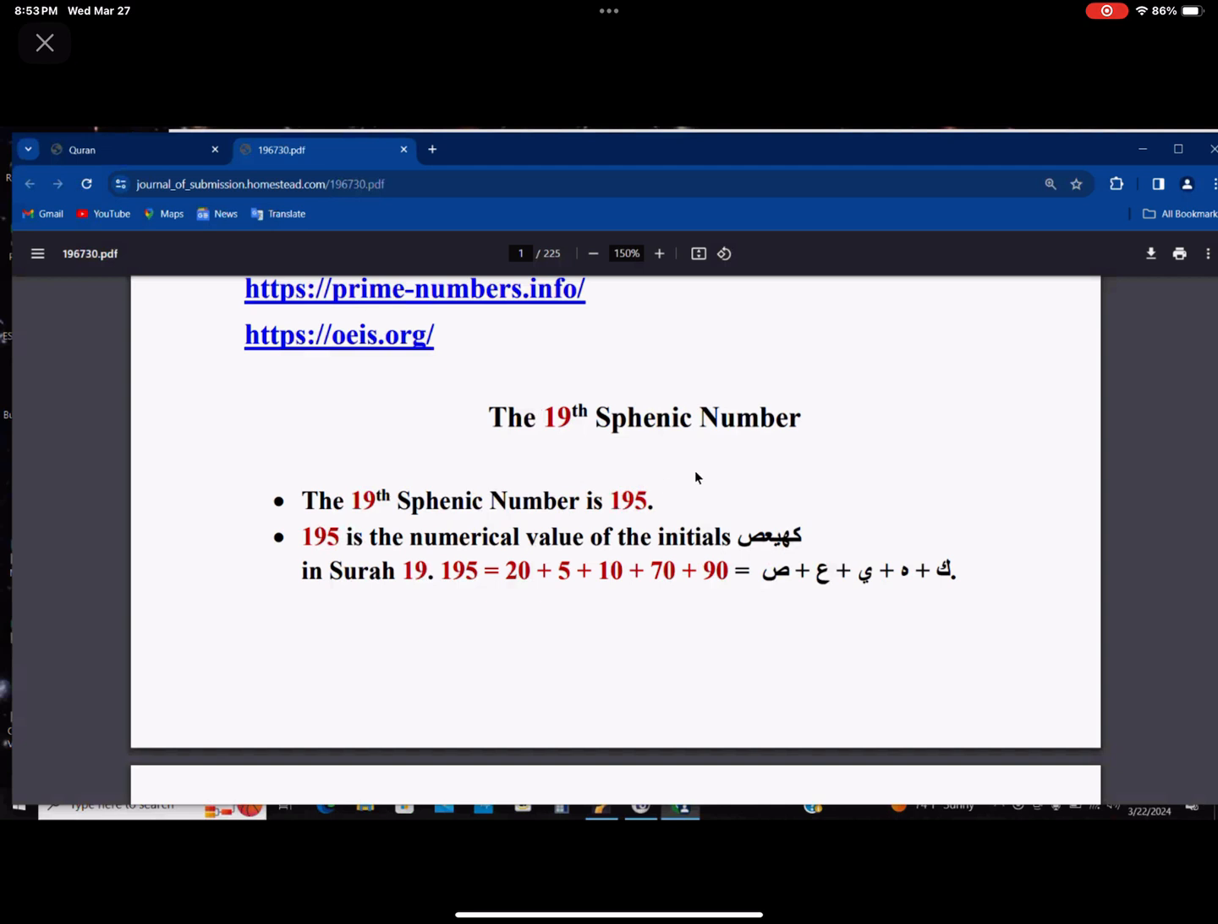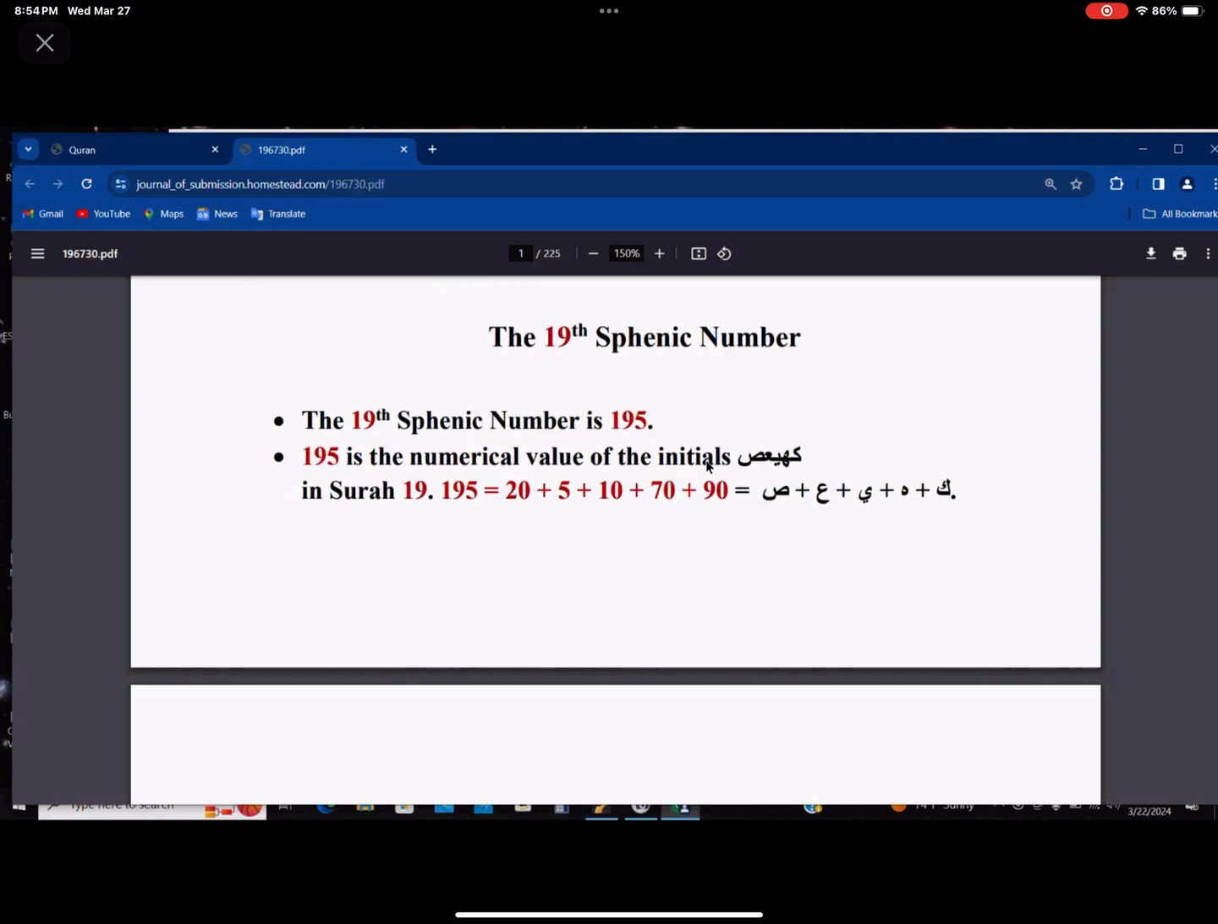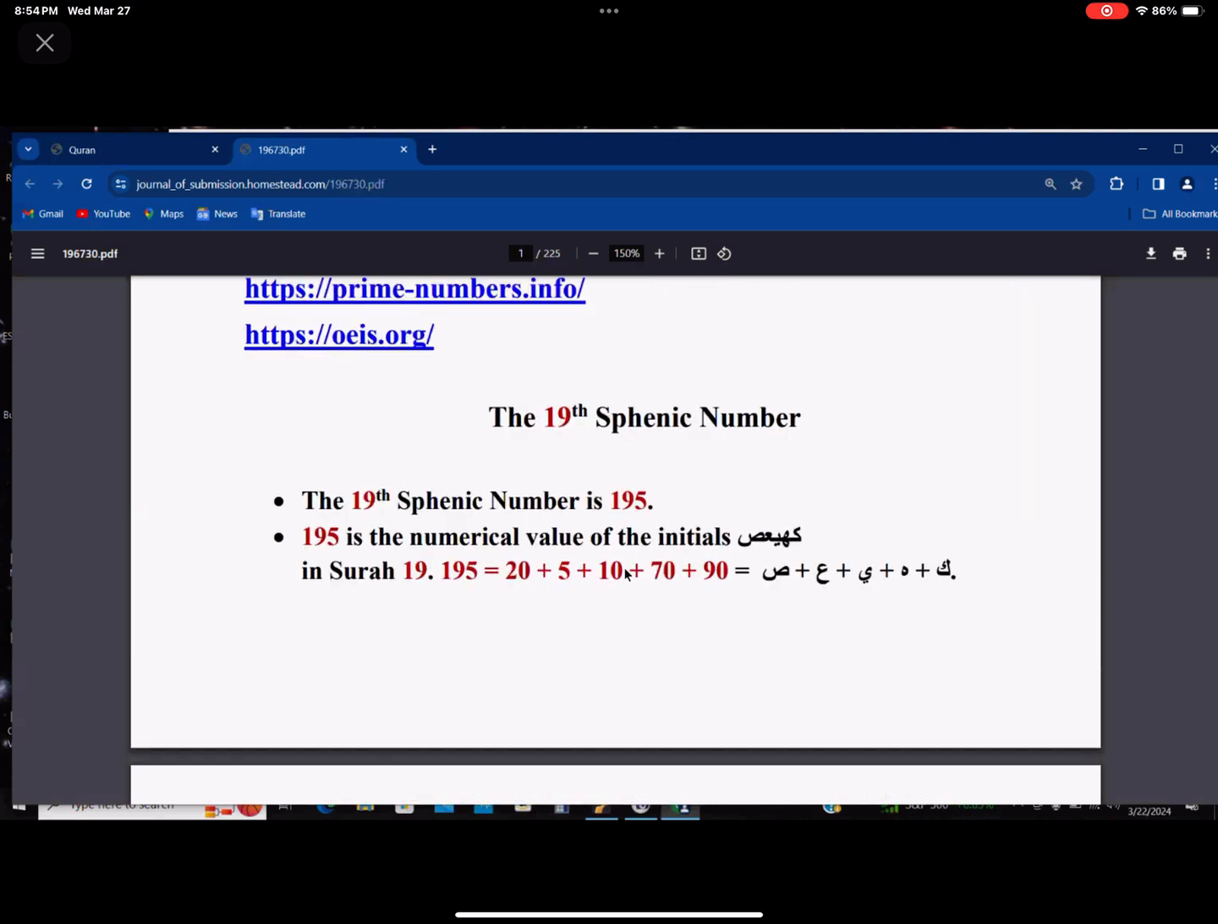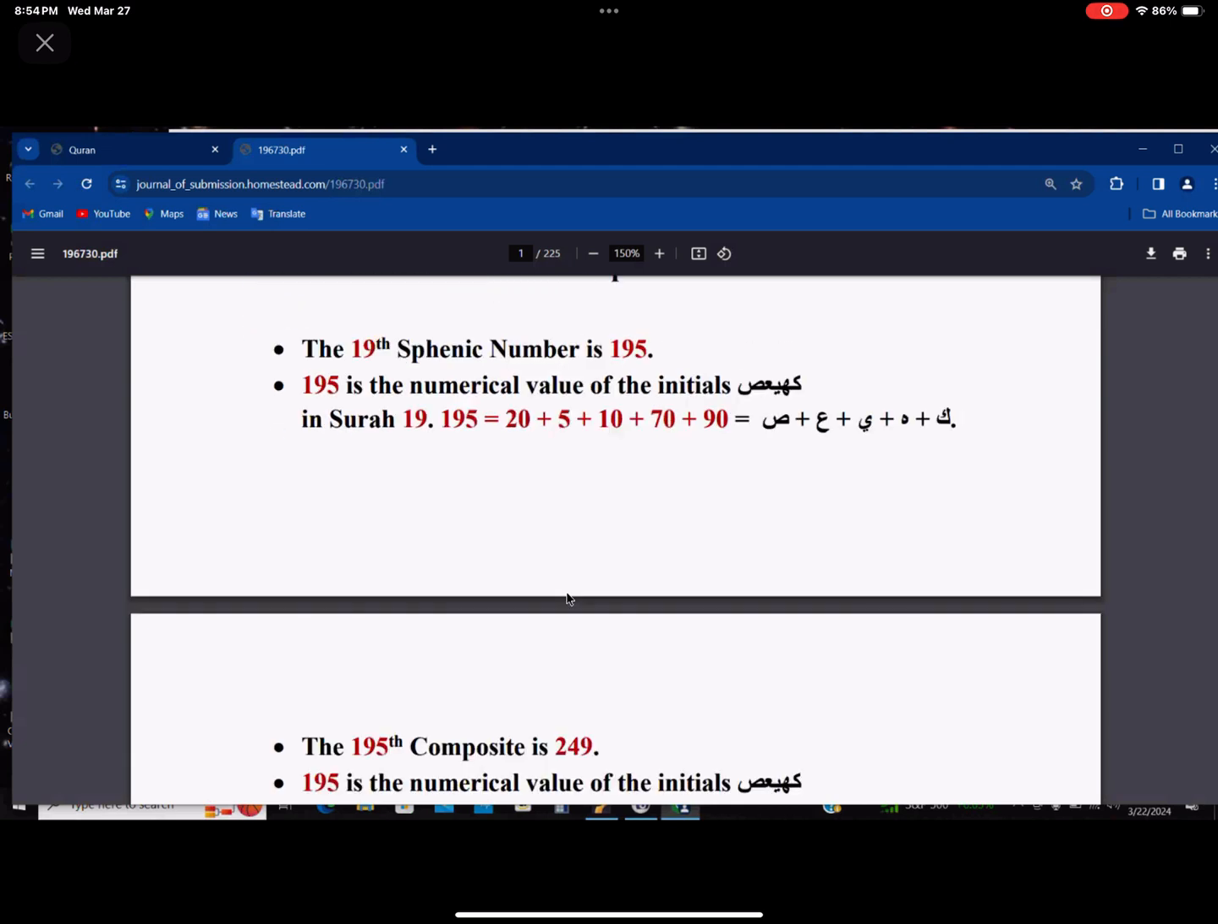The 19th Sphenic number is 195. 195 is the numerical value of the initials Kaf, Ha, Ya, Ain, Sad. This is in chapter 19, the longest set of initials in the Quran. In Surah 19, 195 is equal to 20 plus 5 plus 10 plus 70 plus 90. I have it in Arabic here so you can see. There are only 5 Arabic characters, and they add up to 195. And this happens to be the 19th Sphenic number, 195.